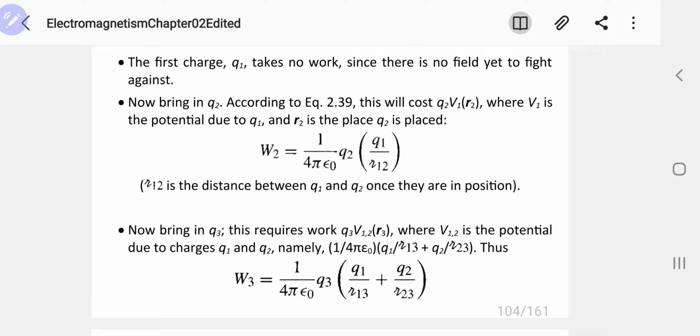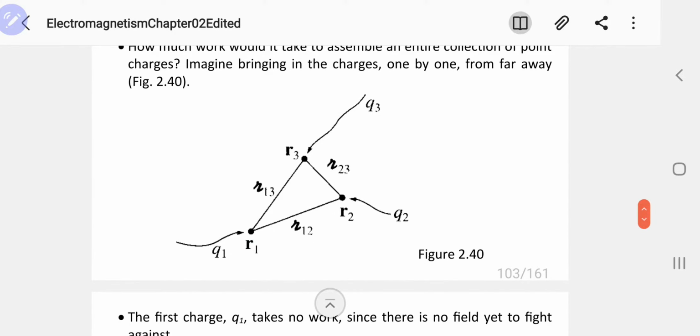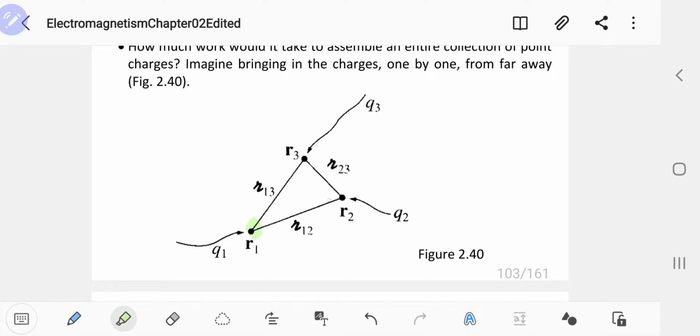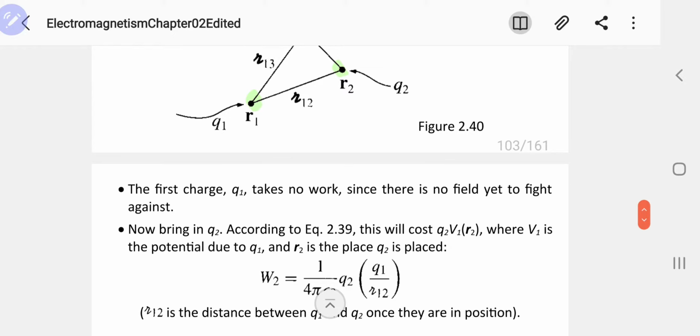Now you bring in charge 2. You don't have any charge at first, then you bring in Q1, and then now you bring Q2. Will there be work done there? Yes, of course, because Q2 will now experience the electric field coming from Q1. So what is the electric potential experienced by Q2 from Q1?